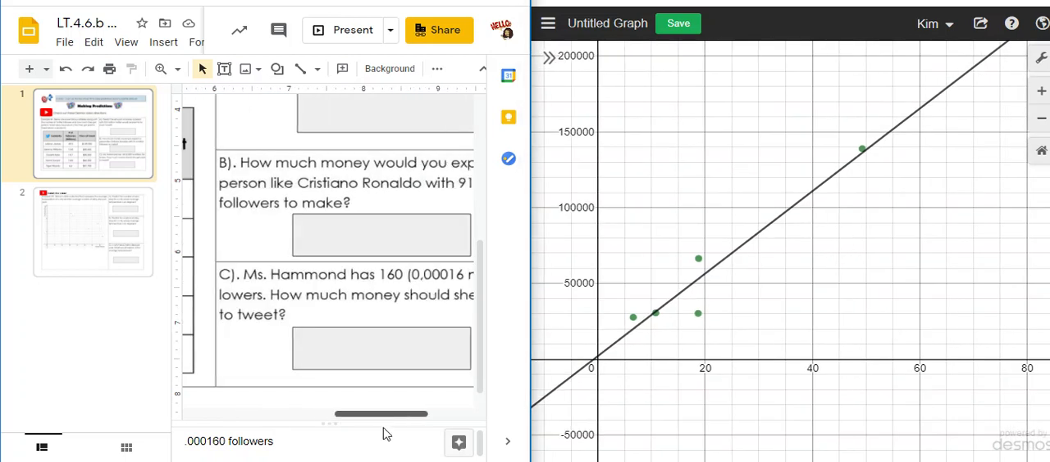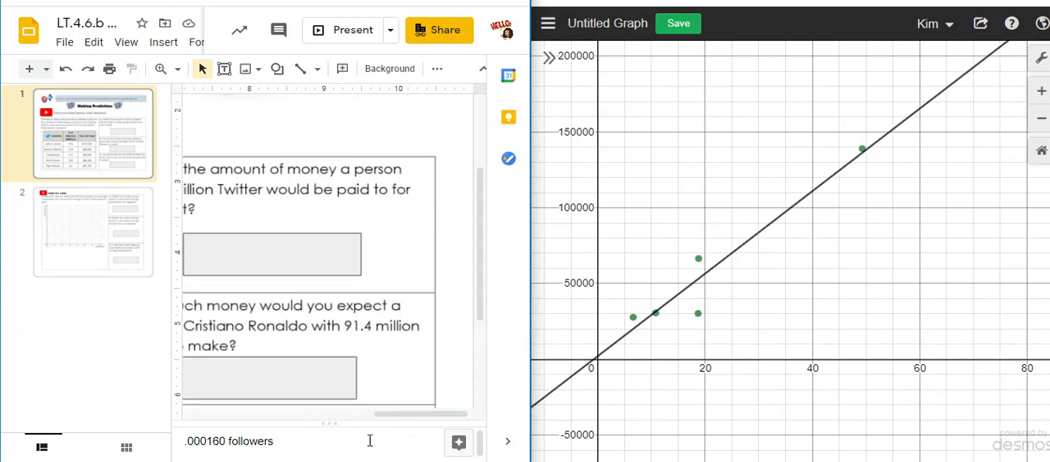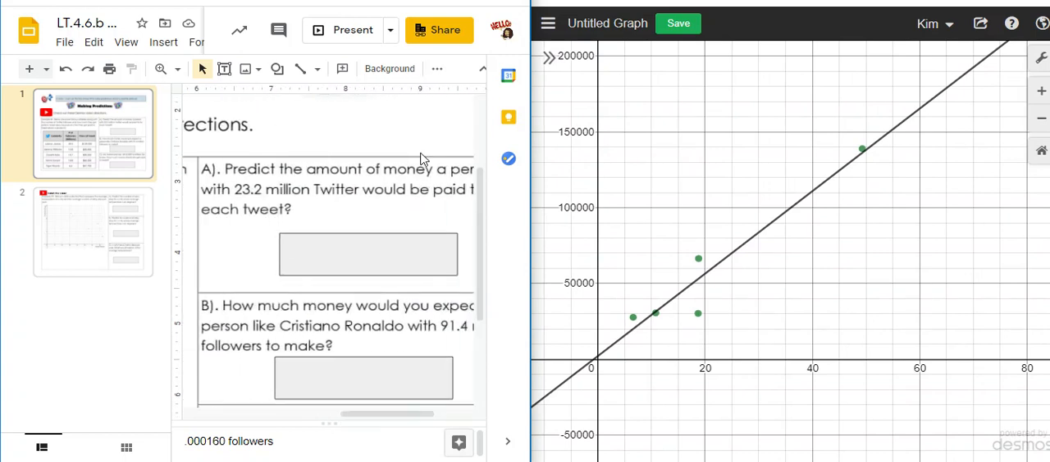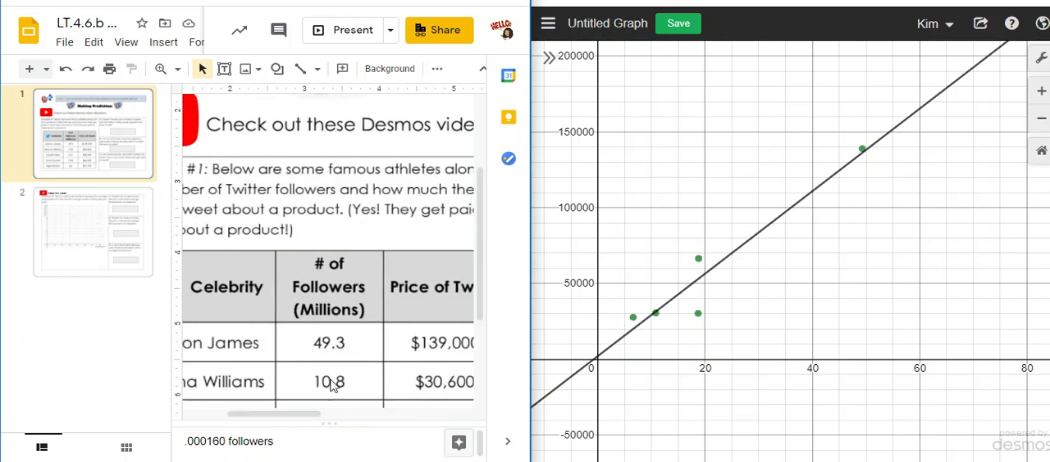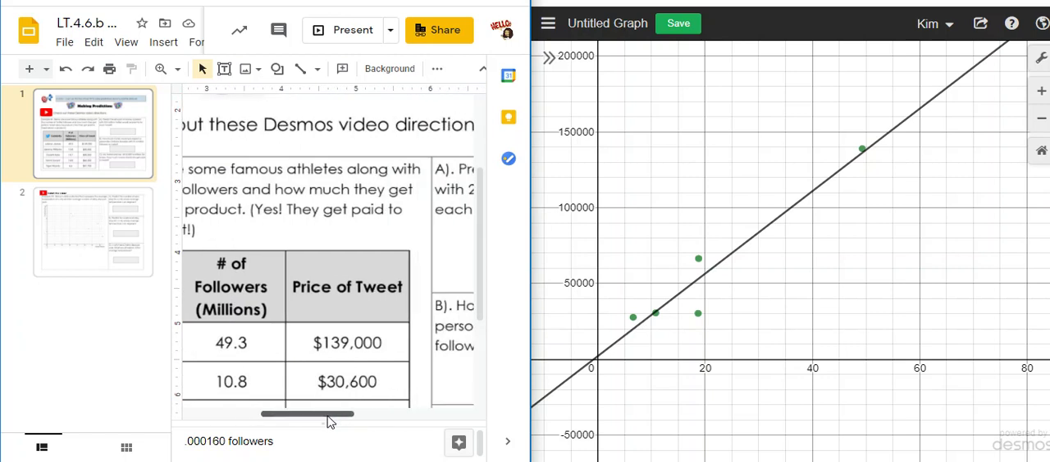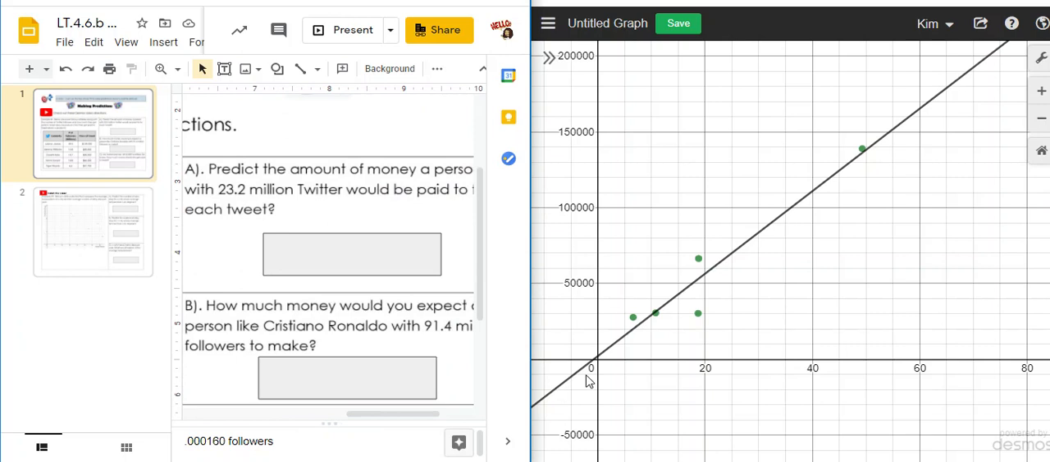So this line is the closest we have to making predictions. So we want to make a prediction about someone with 23.2 million followers, 23.2. So you can see here that 23.2 would be our X value because the number of followers is on our X axis. So I'm going to look for 23.2 on my X axis. So here's 20, so it's got to be around here. And what I'm going to do is I'm going to click on this line of best fit. And you can see an ordered pair comes up.